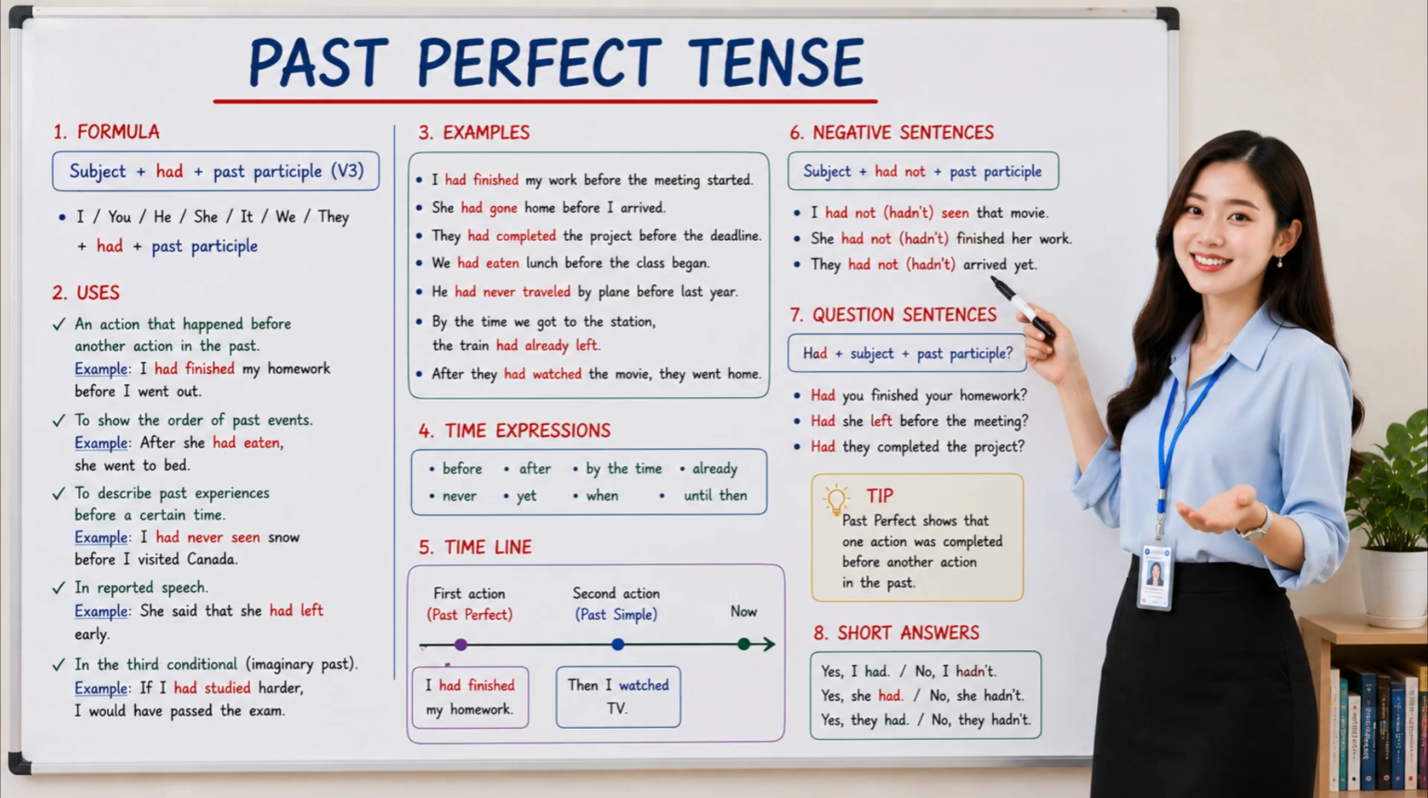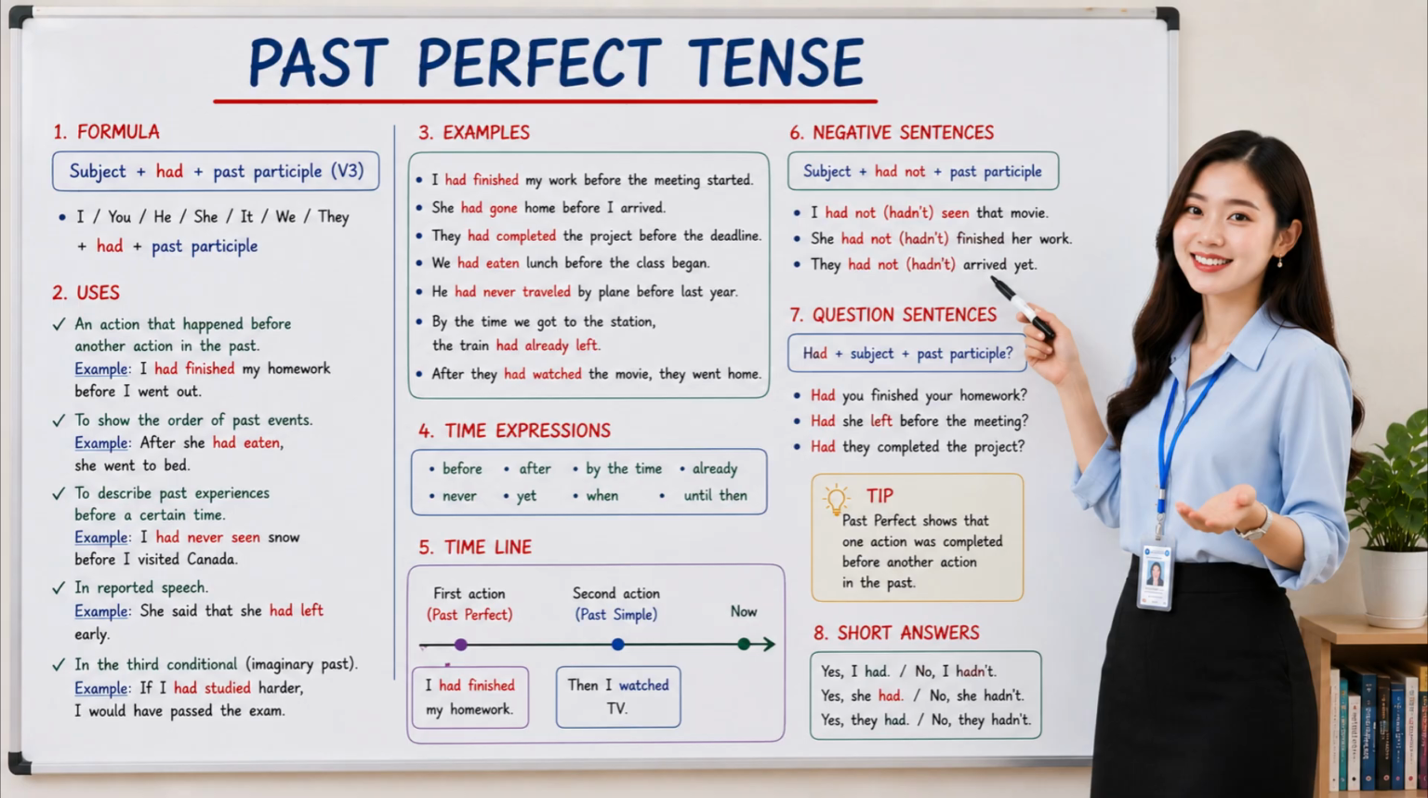The past perfect tense is a useful tense that helps us describe an action that happened before another action in the past. It allows us to show the sequence of events clearly and avoid confusion when talking about multiple past actions. The structure is simple. Subject plus had plus past participle, verb 3.